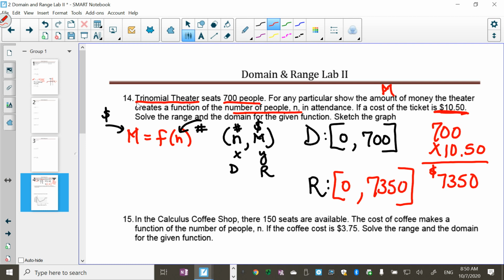So when you have a word problem like this, usually you can't go lower than 0 because it doesn't make sense. So my domain is the number of people in my movie theater, from 0, nobody showing up, all the way up to 700 if it's full. The range is the money I'd make, which is 0. I could make nothing if nobody showed up to that showing, all the way up to, if I filled that theater, $7,350.